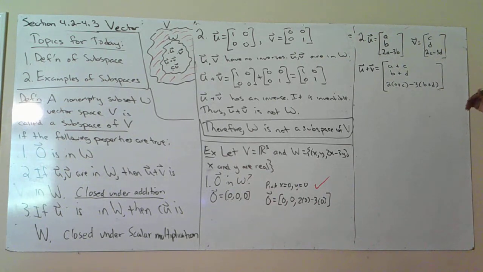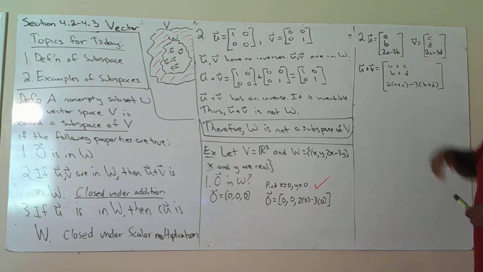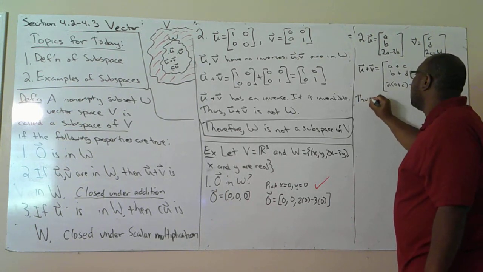So now look at this. Do I have that same form that W is supposed to have? So my X is going to be A plus C, right? My Y is going to be B plus D. And then my Z is going to depend on whatever my X and my Y are. So it's going to be 2 times X, which is 2 times A plus C, minus 3 times Y, which is going to be minus 3 times B plus D. So that means that no matter what A, B, C, and D are, the sum U plus V has to be in W as well. So U plus V is in W.